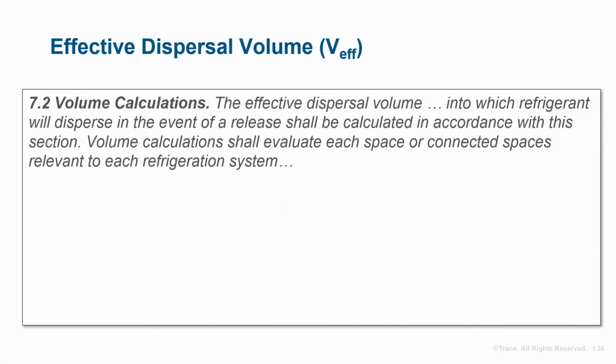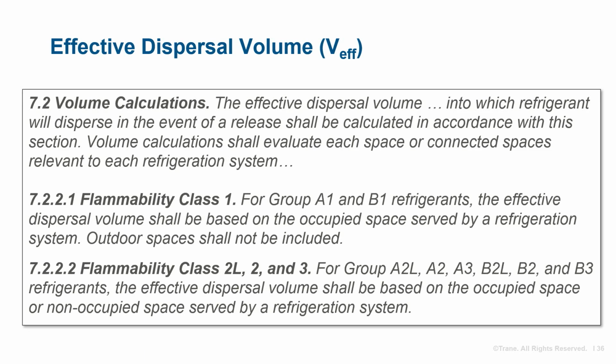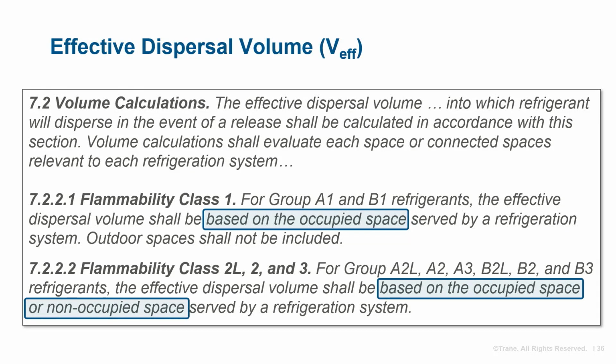If the releasable charge is less than the EDVC, then the concentration in that space should not exceed the RCL. The effective dispersal volume then is the volume of a space or connected spaces into which refrigerant is expected to disperse in the event of a leak. Now, as we mentioned earlier, which volumes to consider depends on the flammability class of the refrigerant. For Class 1, we only need to consider the occupied spaces served by the system. But for flammables, we need to consider both occupied and non-occupied spaces.